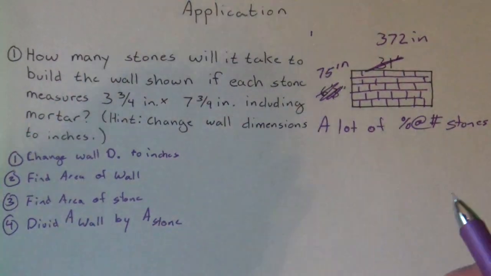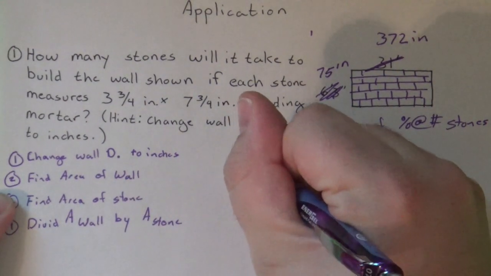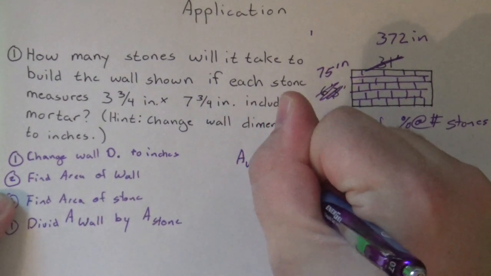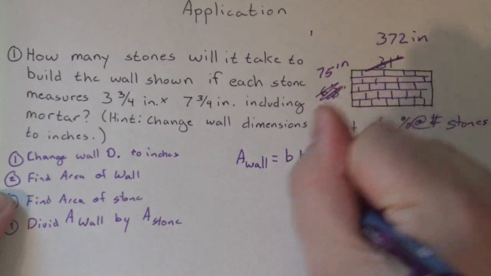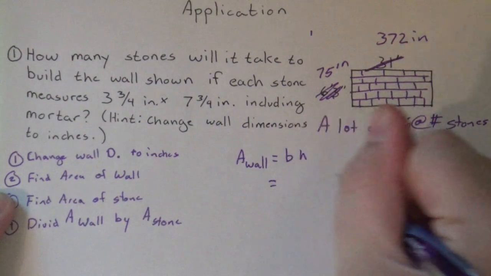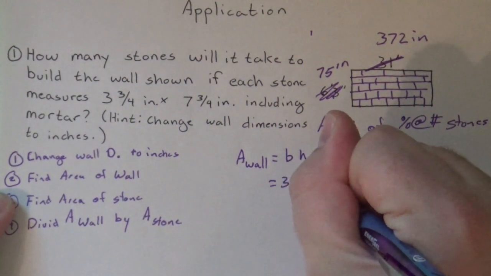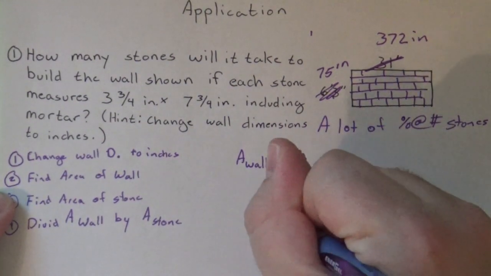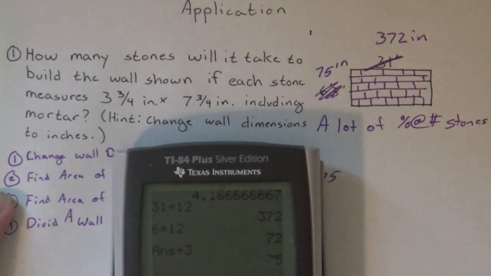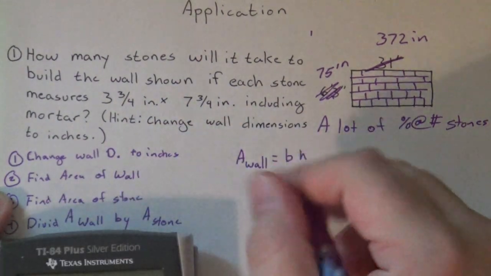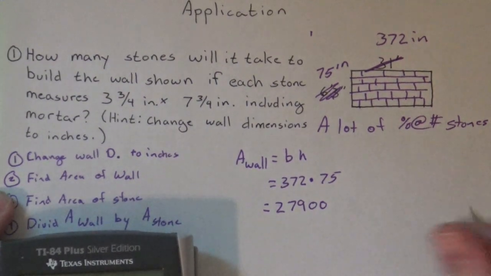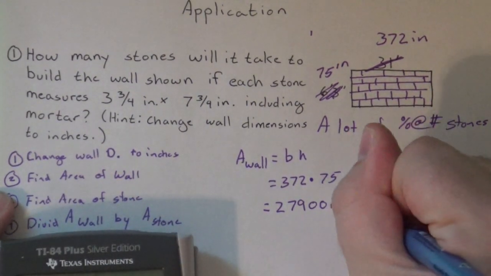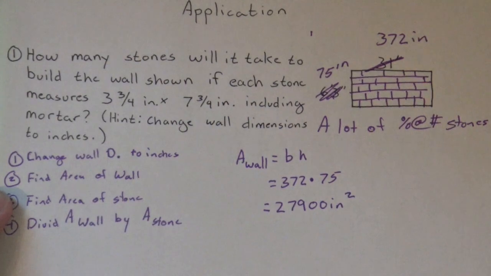All right, so step 2, find the area of the wall. So my area of my wall is going to be equal to my base times my height, right? Well, that means I'm going to say 372 times 75. When I do this in my calculator, I get 27,900. What unit am I working in? Inches square.